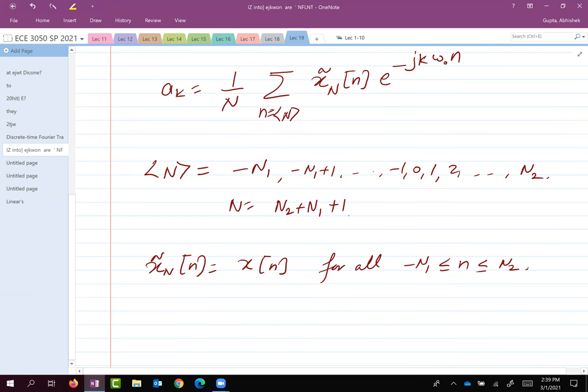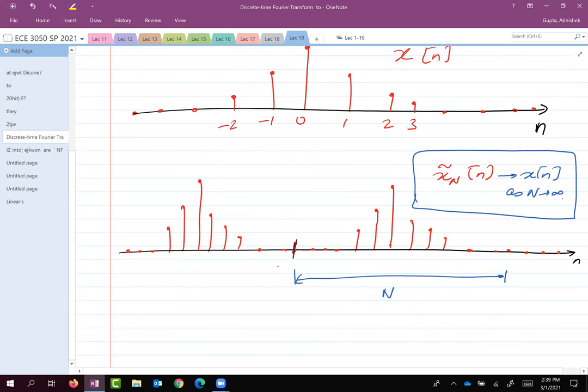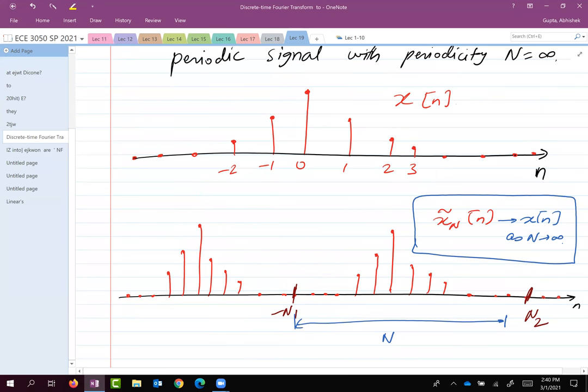So I can pick any N consecutive time steps for computing this summation. I am arbitrarily picking minus n1 to n2 as the N consecutive steps for summation. And within this interval, I just want to make sure that my x tilde of n is equal to x within this interval. Going back to the previous figure, this is my minus N1, and this would be my plus N2. And within this interval, x tilde of n is equal to x of n.